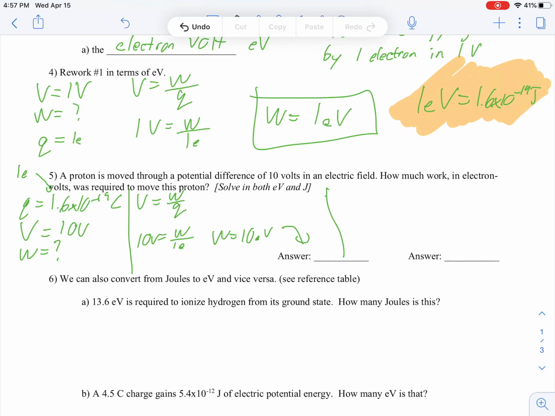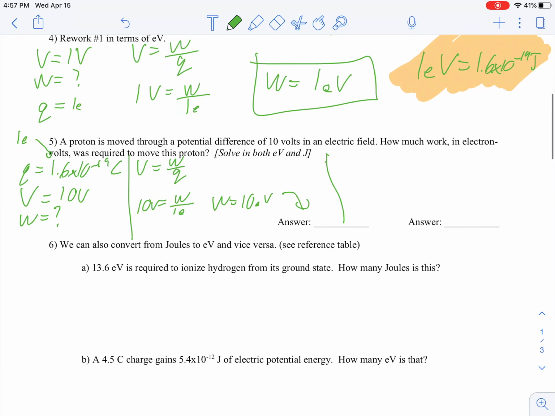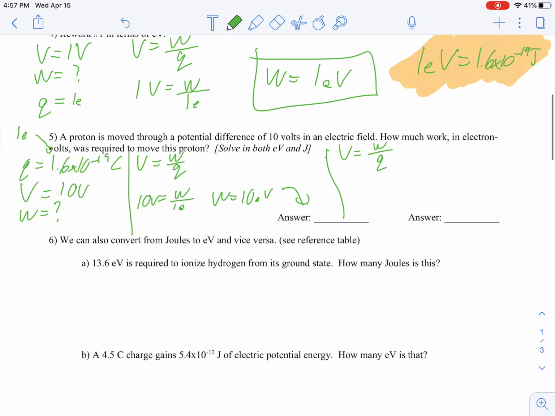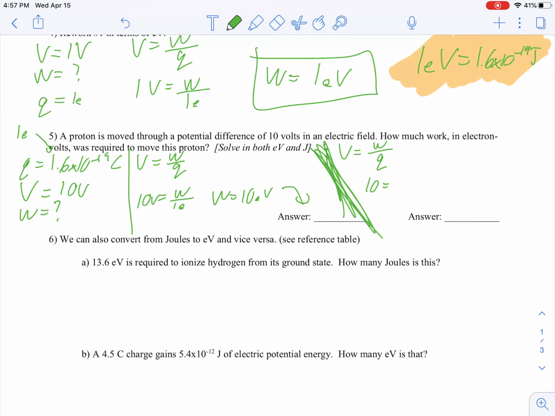Other way to do this question. Let's do it in terms of coulombs and then joules. V equals W over Q. Let's see, 10 equals, W is unknown. Q is 1.6 times 10 to the negative 19 coulombs. Cross multiply, you get that W equals 1.6 times 10 to the negative 18 joules.